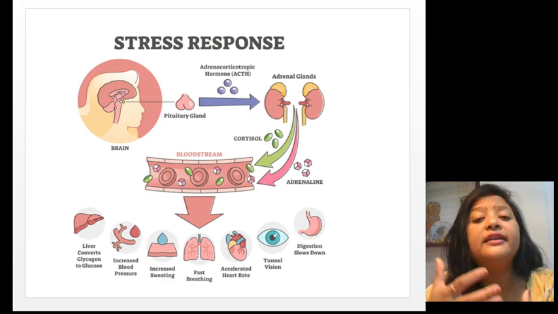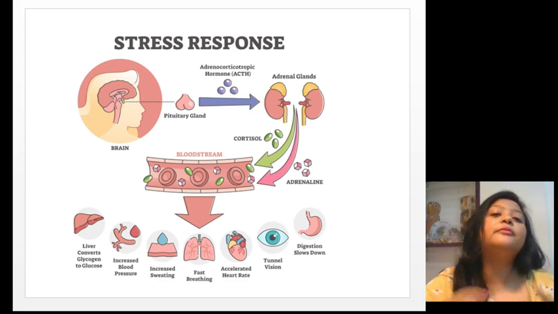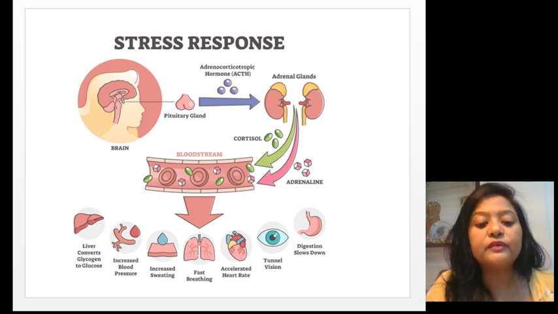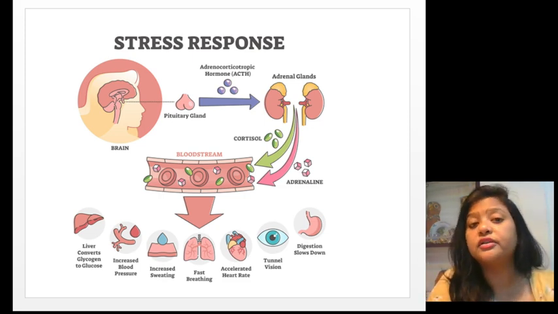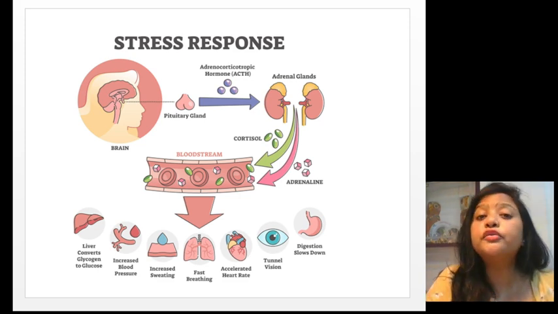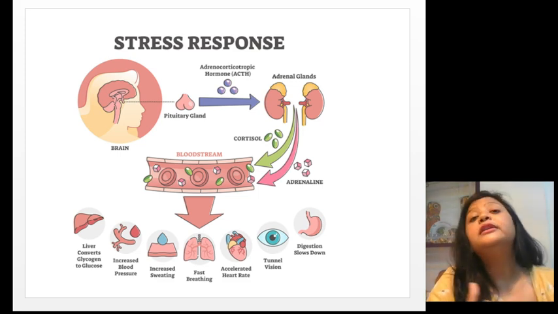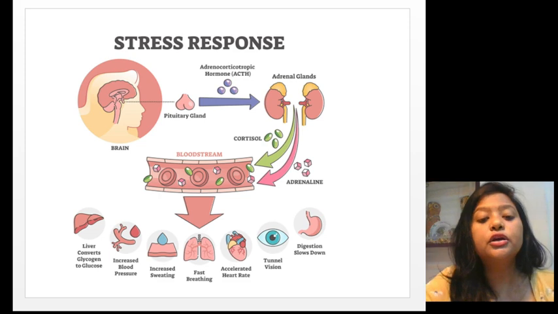When your blood gets these two types of hormones, some reactions occur in your body. Your liver already has glycogen, since the human body stores glucose in the form of glycogen. When this stress occurs, the liver breaks down the glycogen into glucose.